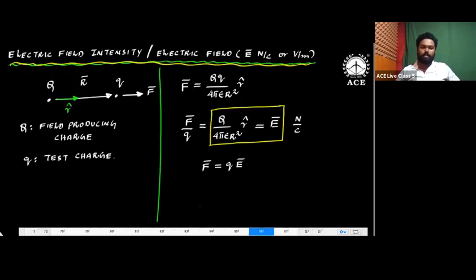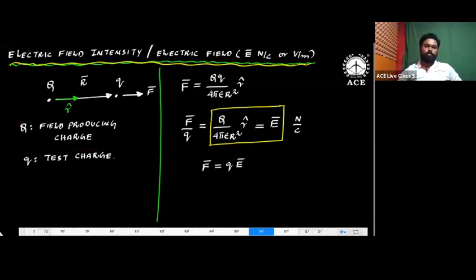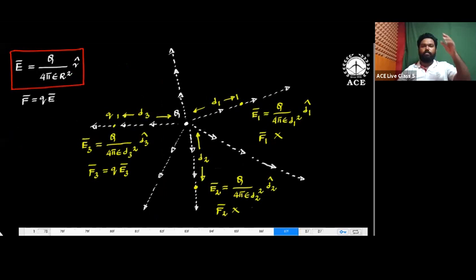Clear, beta? Yes. So that is the reason why what I have written here, charge Q is a field producing charge. Charge Q is there. It is creating the field around it. And if you want to experience that, you need to place some test charge. Clear? So this is the interpretation of the field, beta. But let us take one question here.